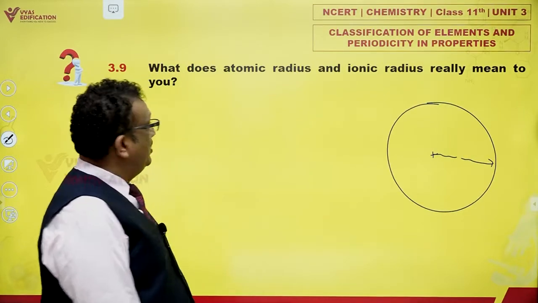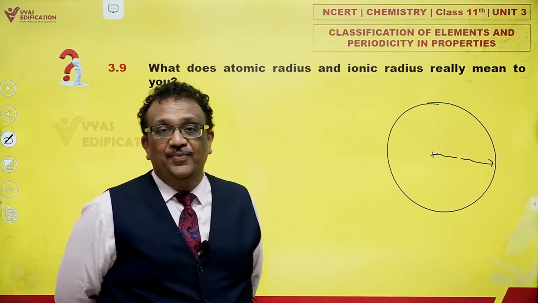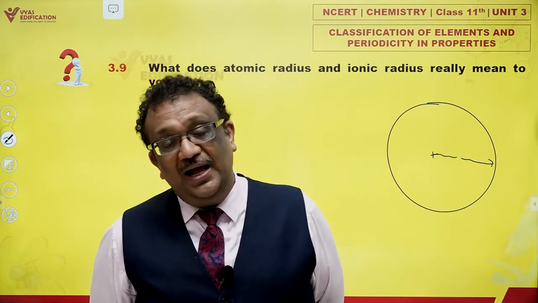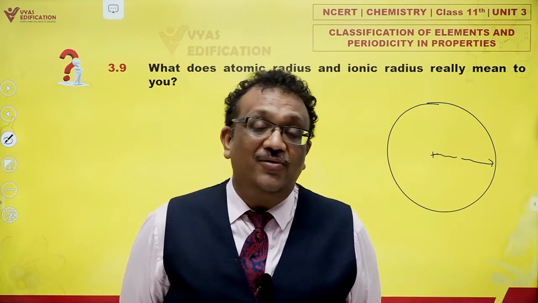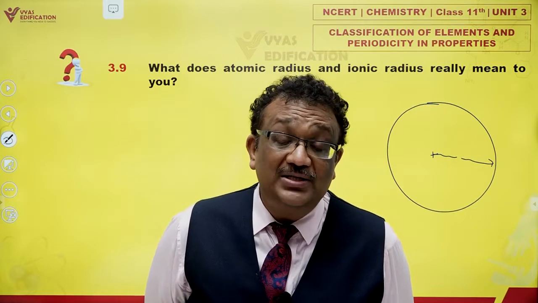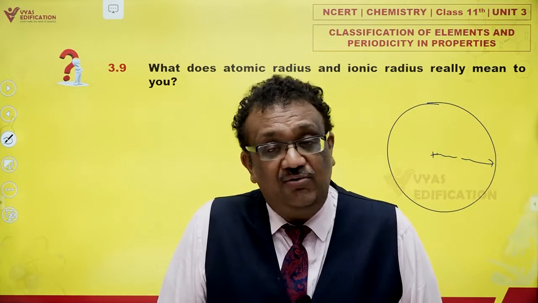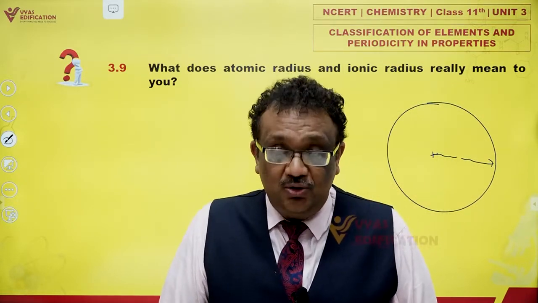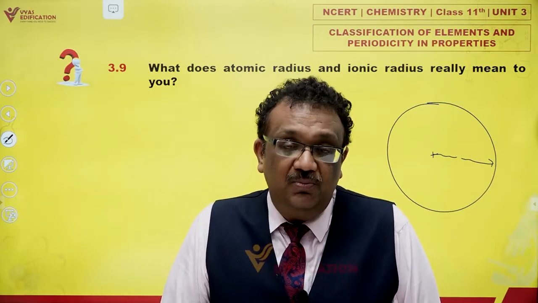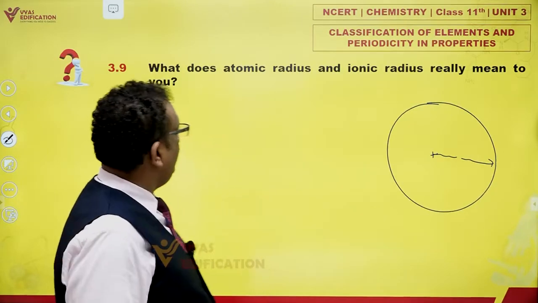Then how do we measure atomic or ionic radii? Well, the simplest way is this. Within an atom, the only thing you can figure out is the position of the nucleus. Experimentally, there is absolutely no way to determine the location of electrons. Theoretically also that seems not to be possible. So what do we do?